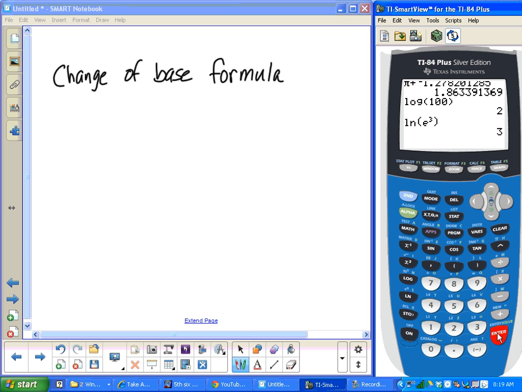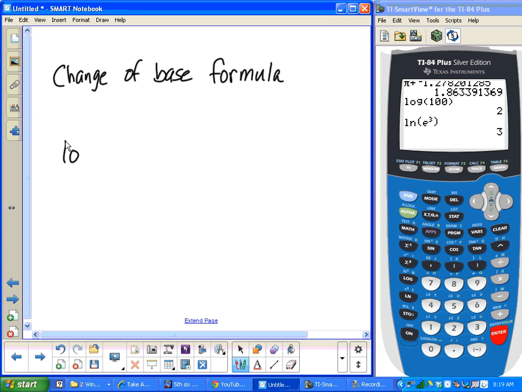Now let's look at how the change of base formula can work with my calculator. The change of base formula says this: if I have log base b of some value a, what I'm going to do is change the base of that logarithm so that it's either a natural log or a common log. Most people just use a common log here. So this can be equal to the common log of a divided by the log of b. And there again, what we're using now is log base 10.